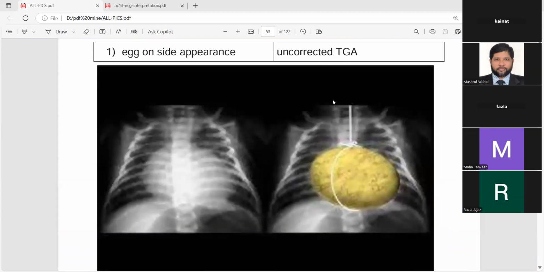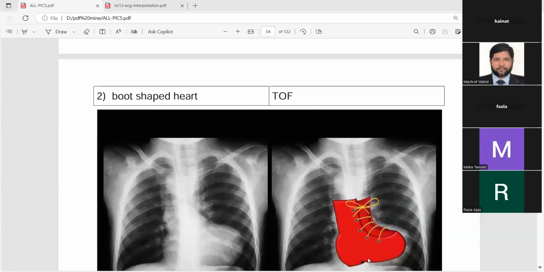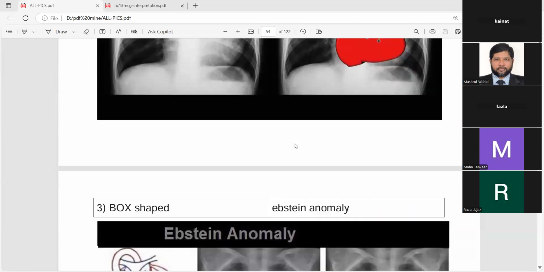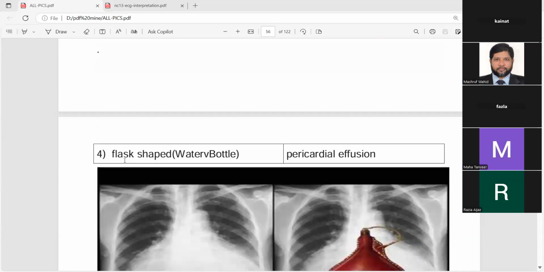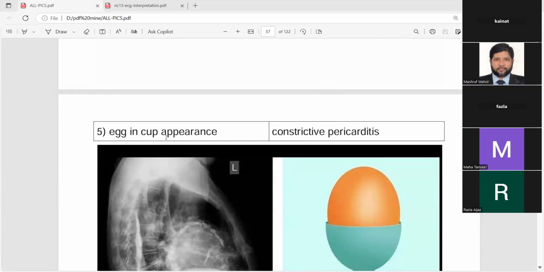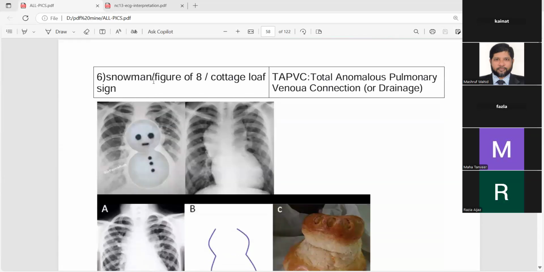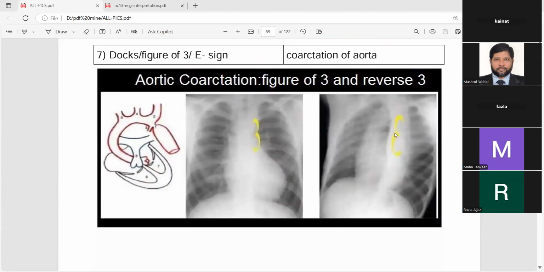The TGA, the transposition of the great arteries, is basically, sorry, great arteries. Then TOF is the egg-shaped heart, and this one is basically the boot-shaped heart. Then the Ebstein anomaly is box-shaped. Then the flask-shaped is basically pericardial effusion. Then the egg-shaped is basically constrictive pericarditis. Then the snowman, then the coarctation of aorta, 3.